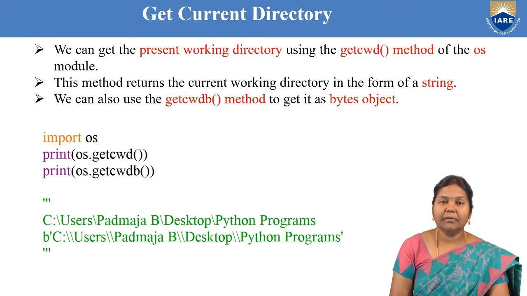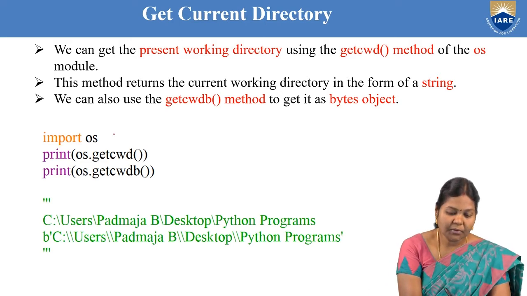Now, let us see one by one what functionalities are available in the OS module to do various directory and file operations. First of all, how to get the current directory. If you want to display the present working directory, then we can use the getcwd method of the OS module. This method returns the current working directory in the form of a string. Similarly, you can also use the getcwdb method, which gives you a bytes object. Now, let us see how to use it.